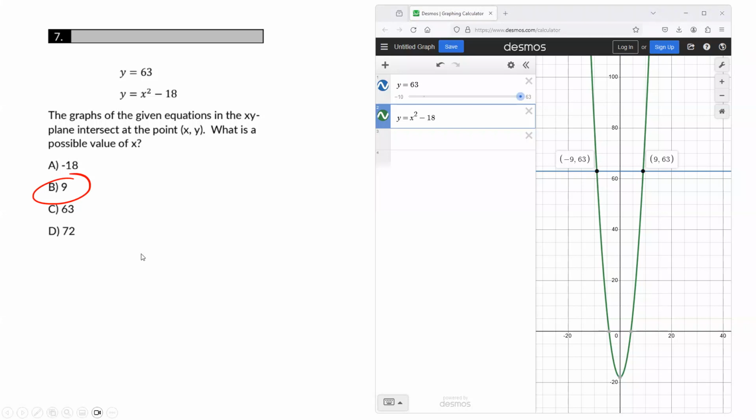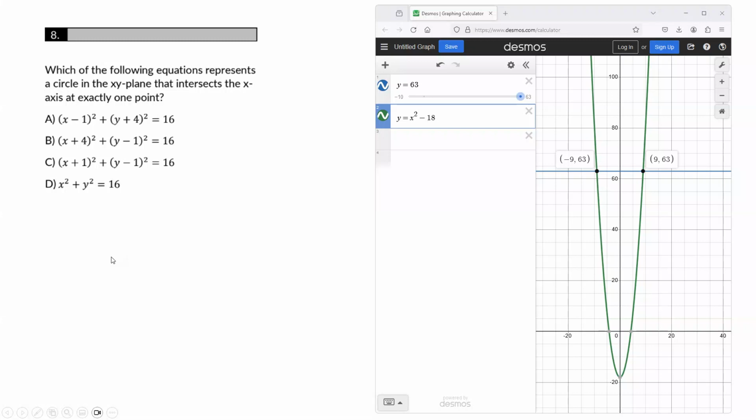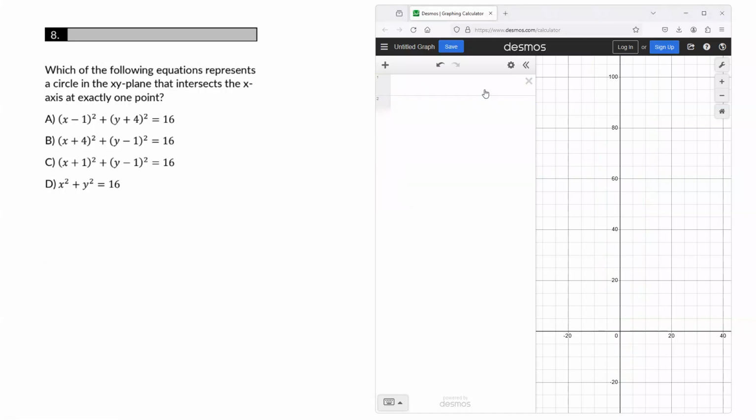All right, let's look at number 8. Here we have a circle. And the question says, which represents a circle that intersects the x-axis at exactly one point? If you had to do it by hand, it would be a lot of thinking. It could be done, but Desmos makes this a lot easier. I am going to literally type all 4 options in.